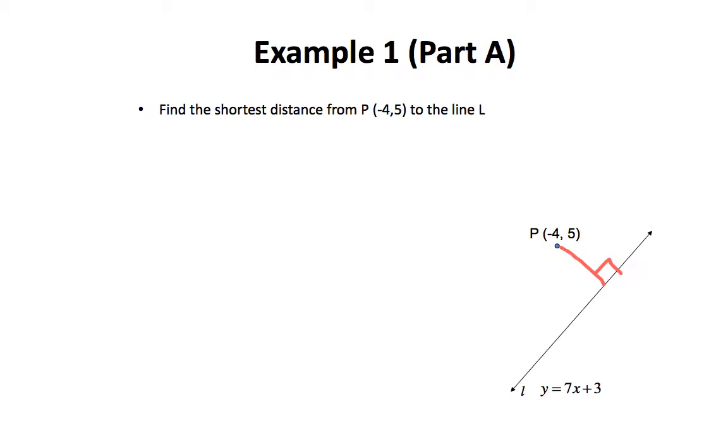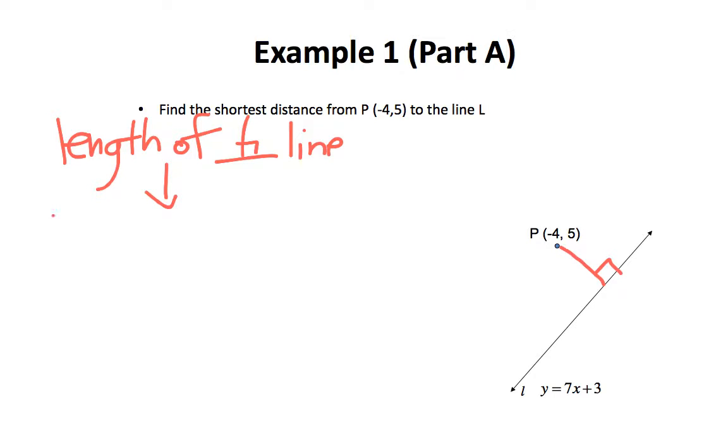Let's work backwards here. Since we want to find the shortest distance between the point and the line, we need to find the length of this perpendicular line. So let's make a flow chart. In order to find the length of a line, you need two things. You need 2 points as well as the length of a line segment equation.